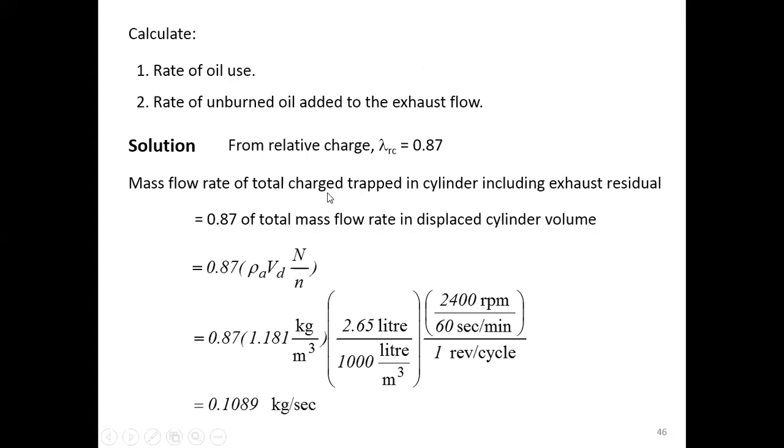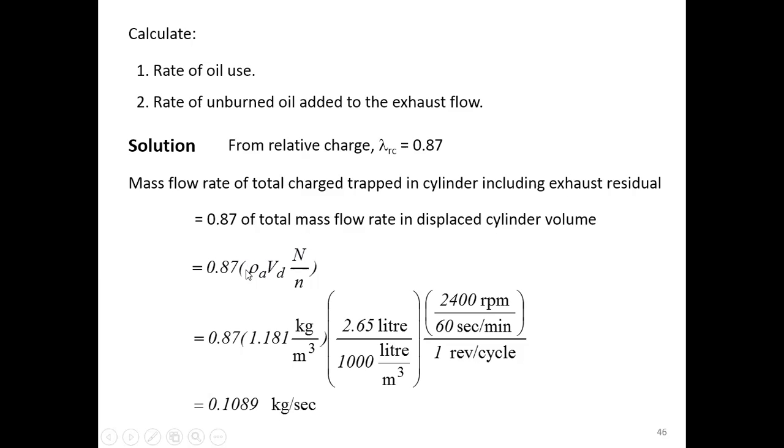So how can we do the calculations? We start from what they give, the relative charge, which is 0.87. By the definition they give us, the mass flow rate of the total charge trapped in the cylinder, including the exhaust residue, will be equal to 0.87 of the total mass flow rate in the displaced cylinder volume. This mass flow rate in the displaced cylinder volume we can calculate from here.